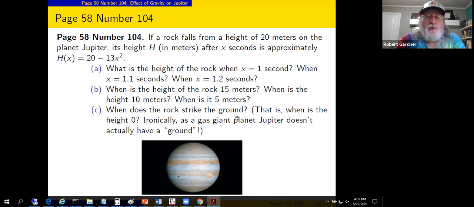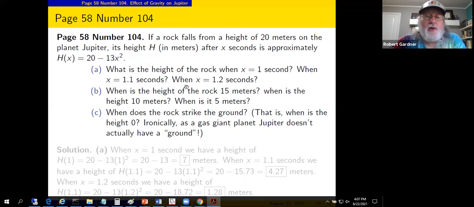All right, not pertinent to our agenda here, but hey, Jupiter's a gas giant. It doesn't even have a ground. It's denser and denser clouds as you descend into Jupiter, overlooking that little astronomy boo-boo. They're really just asking us when is the height 0 measured from some level, assuming this function for height.